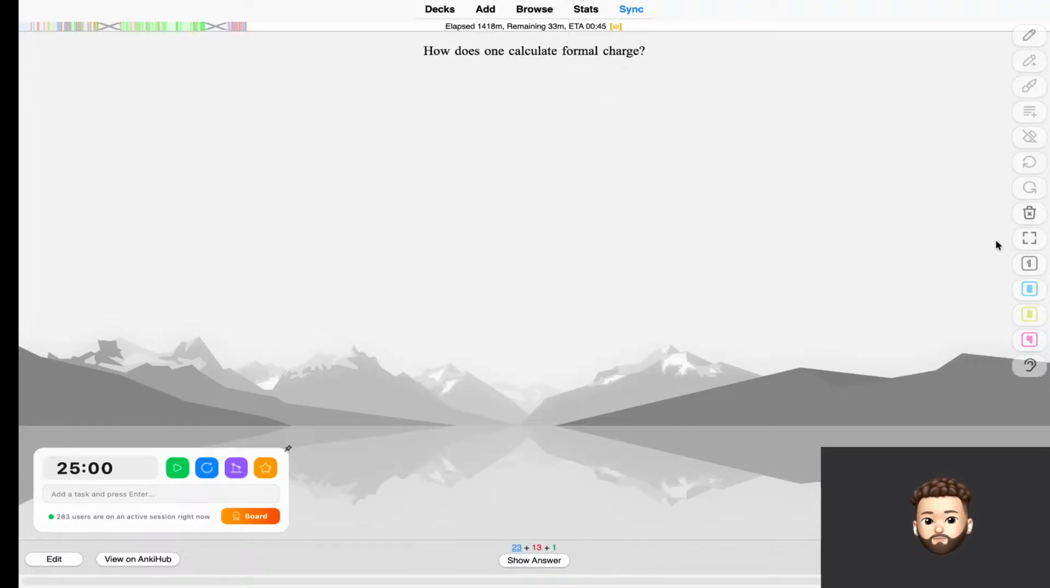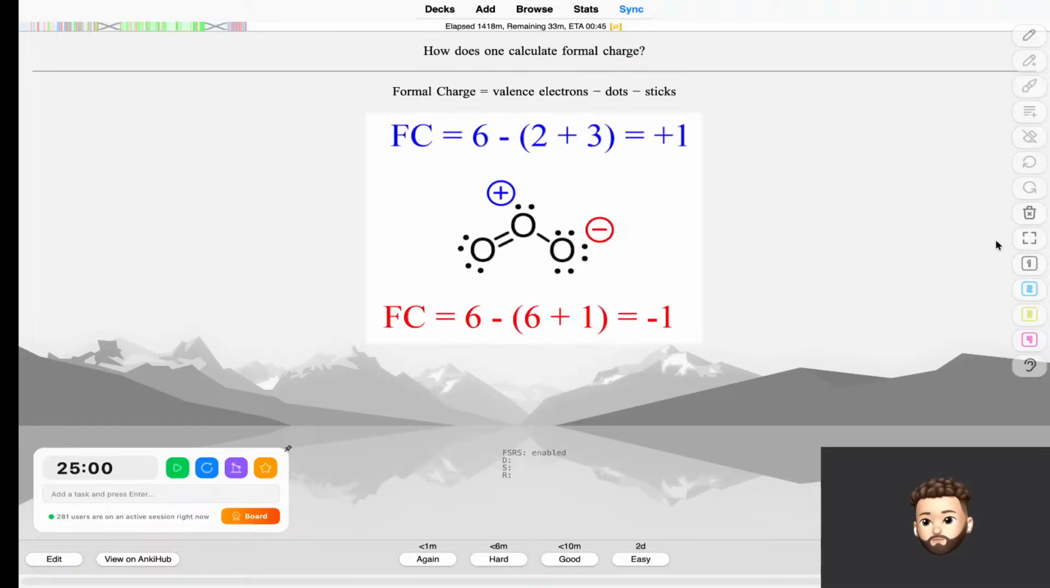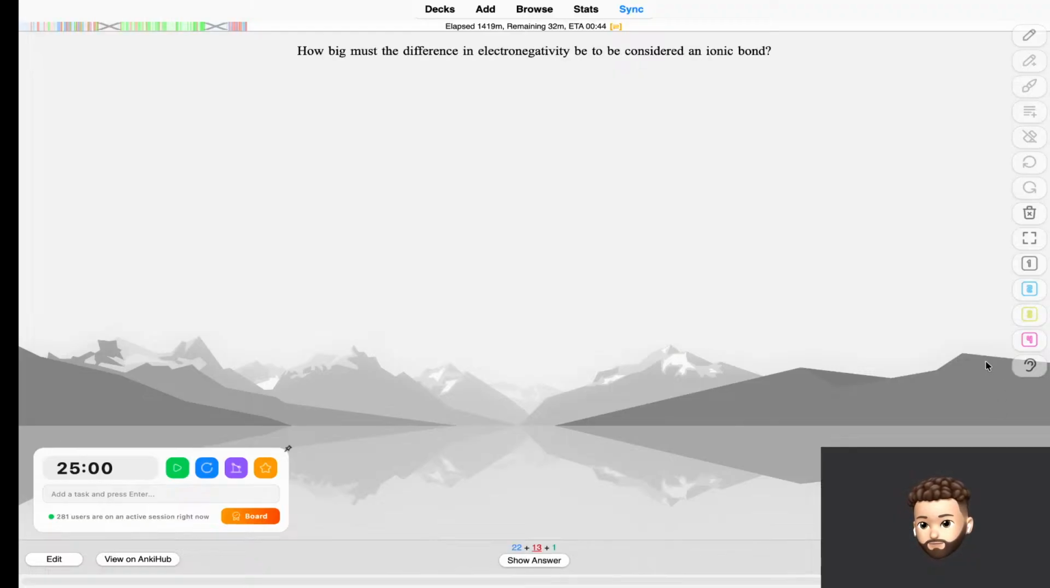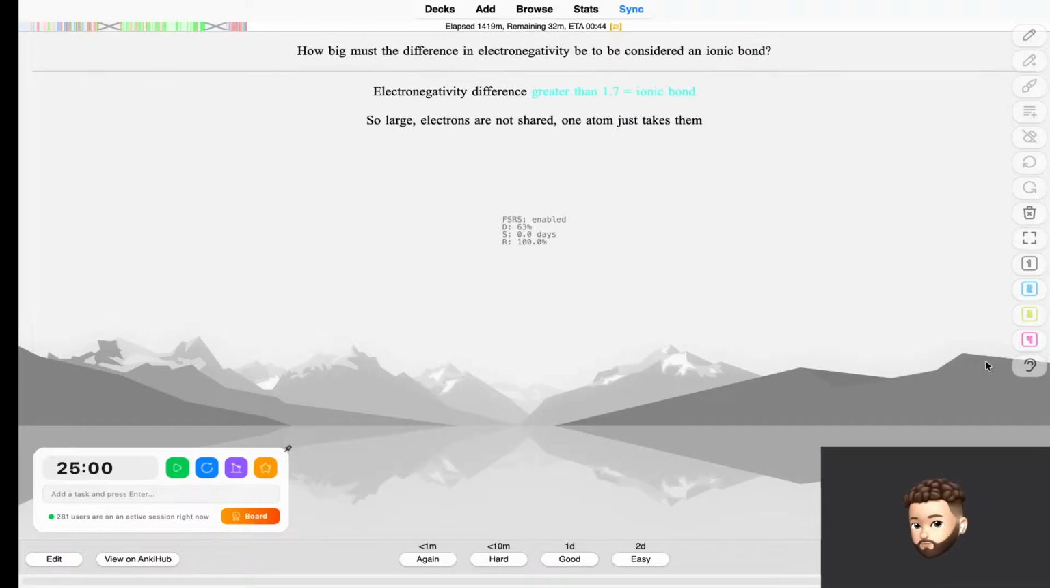Subtract the number of valence electrons that it normally has by the number of valence electrons it has in the molecule or compound. Didn't I just suspend this card? We just did this. It was in the other card. To be an ionic bond, it has to be greater than 1.7.